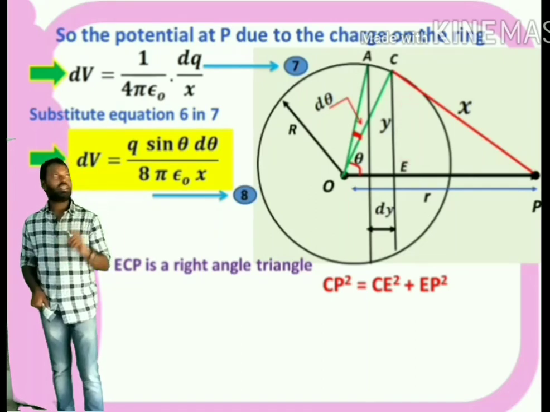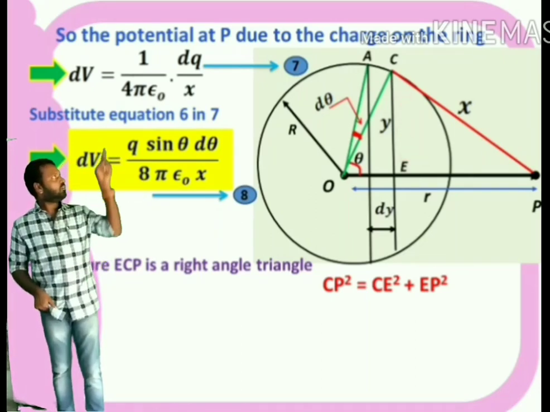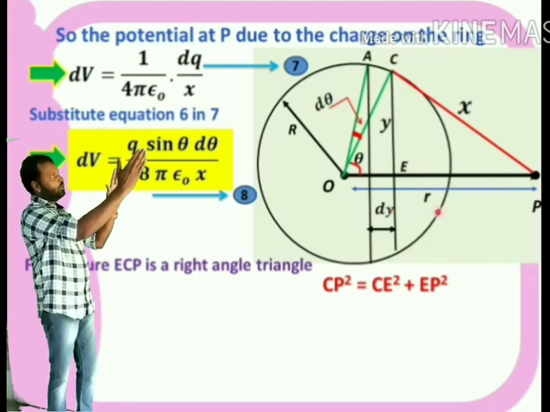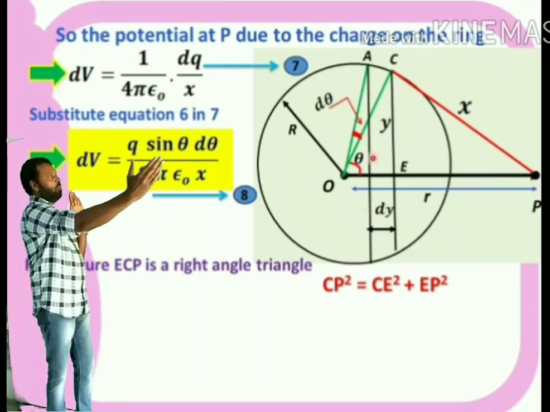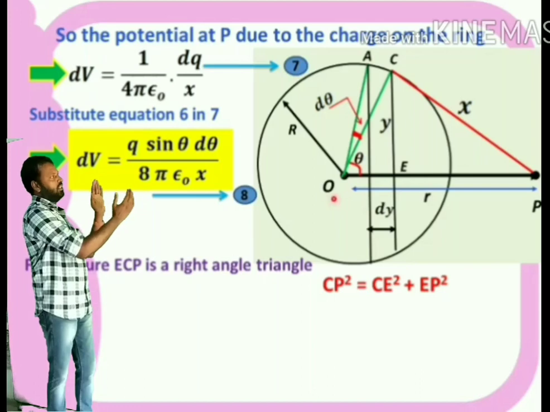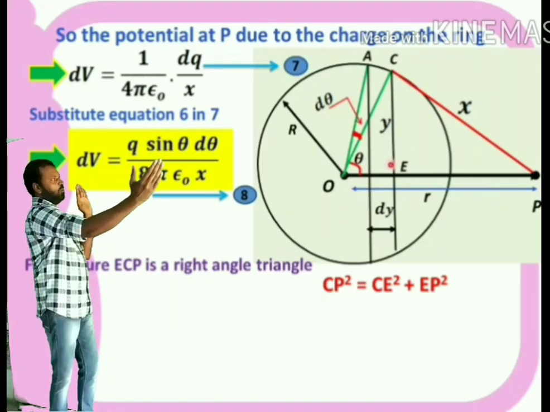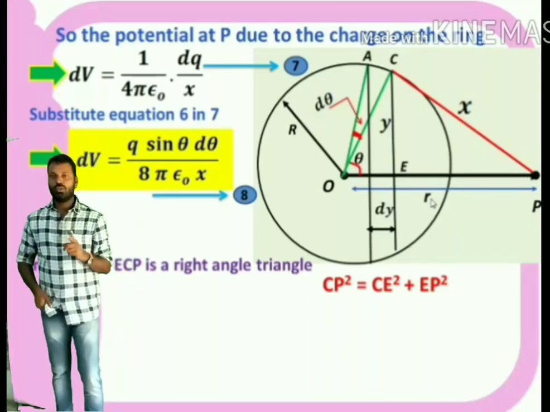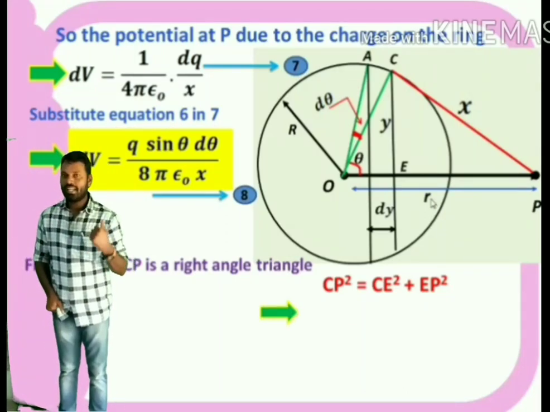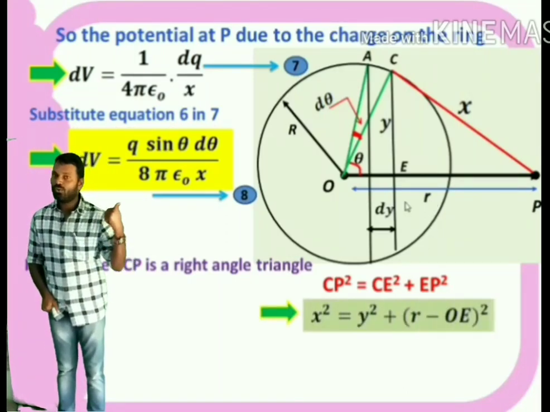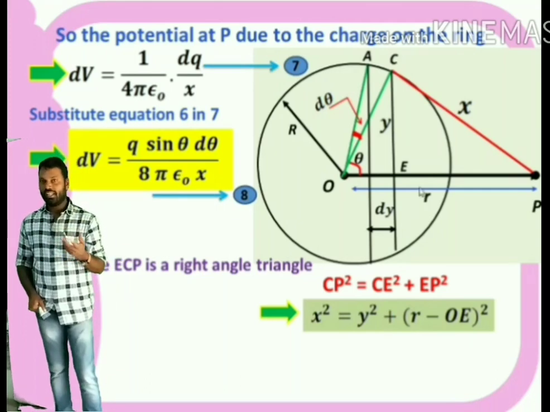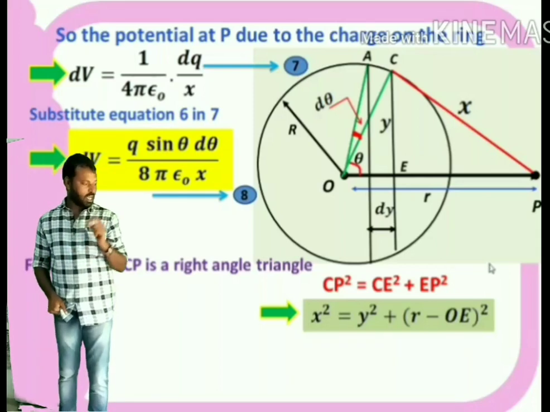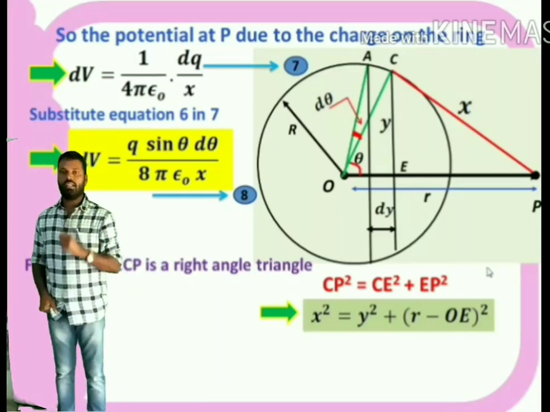What is CP? X. What is CE? Y. But what is EP? EP is equal to OP minus OE. What is OP? R. So EP can be written as R minus OE. So what can I write? X square is equal to y square plus (R minus OE) whole square.